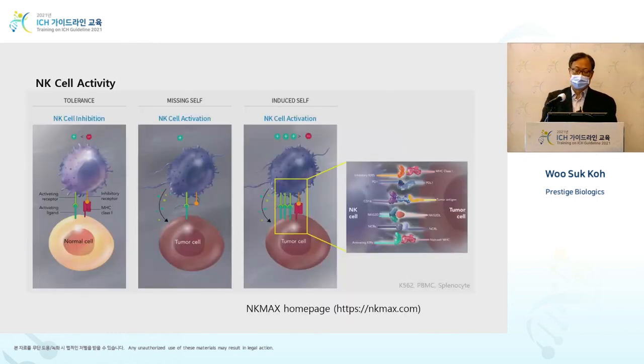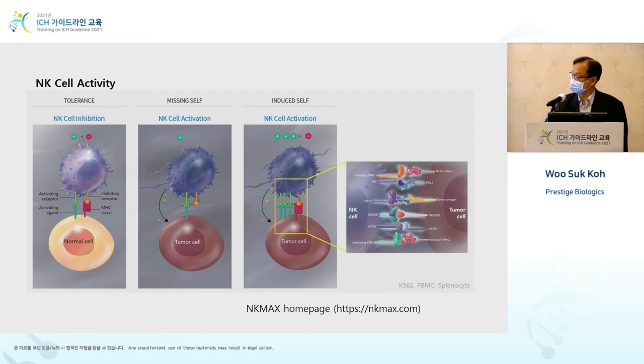For NK cell activity, it's important. When we develop an anti-cancer drug, NK cell activity is more important than others. The NK cell is often mentioned in the function of food to improve the immune system. And there is even a self-diagnostic kit on the NK cell. So NK cell activity is closely related to the immune system. There are many developers focusing on NK cells in drug development.